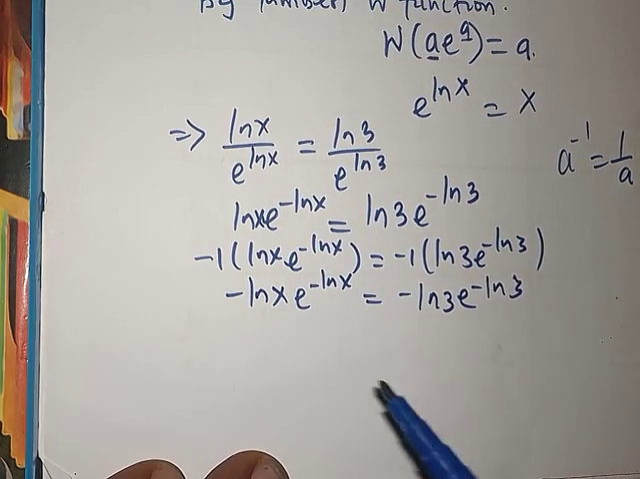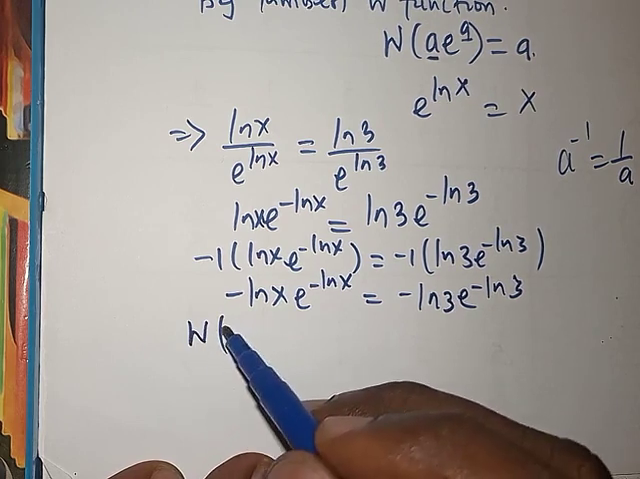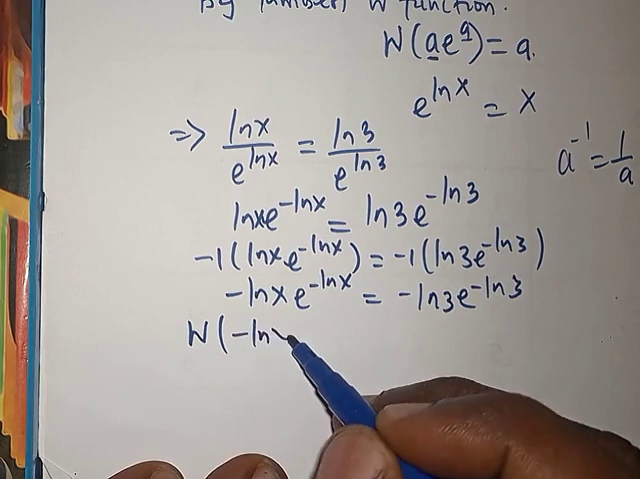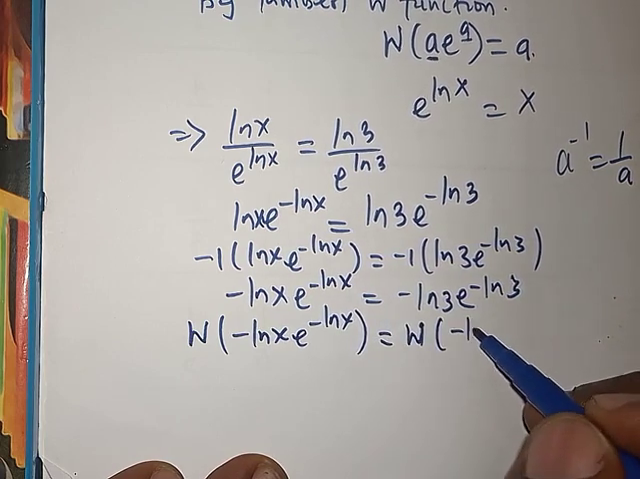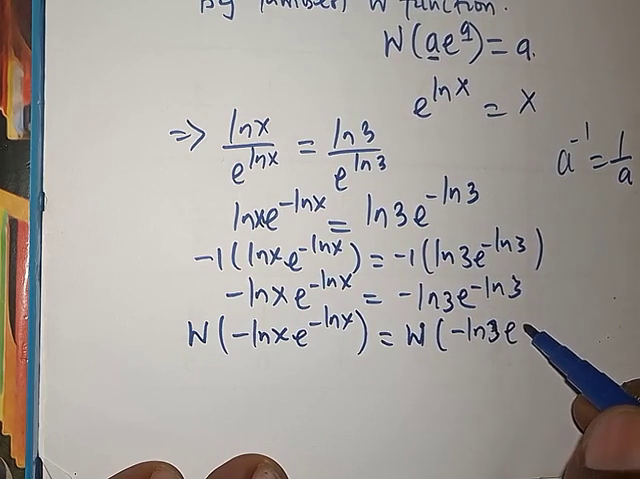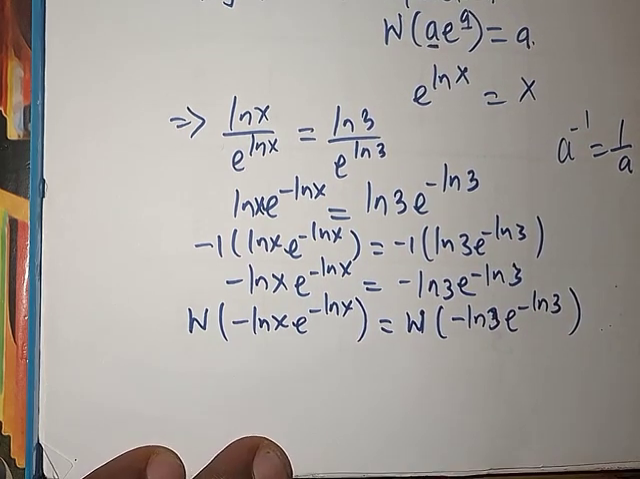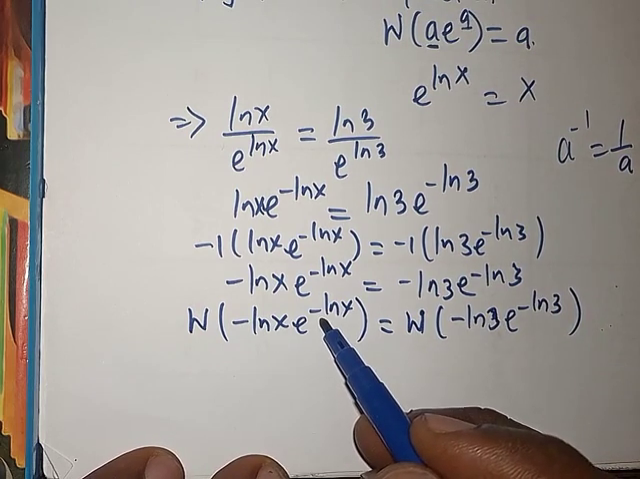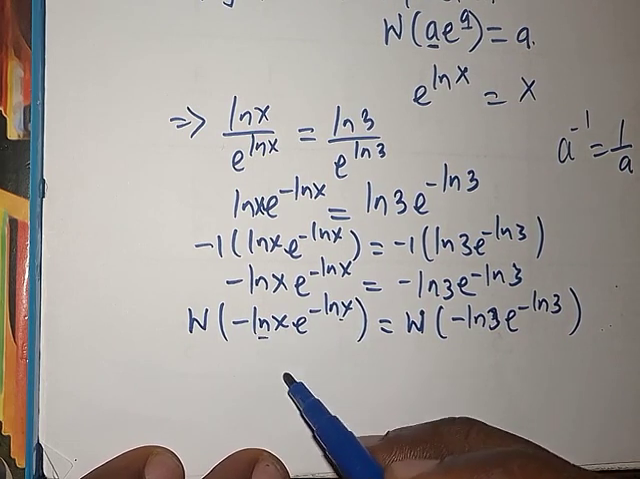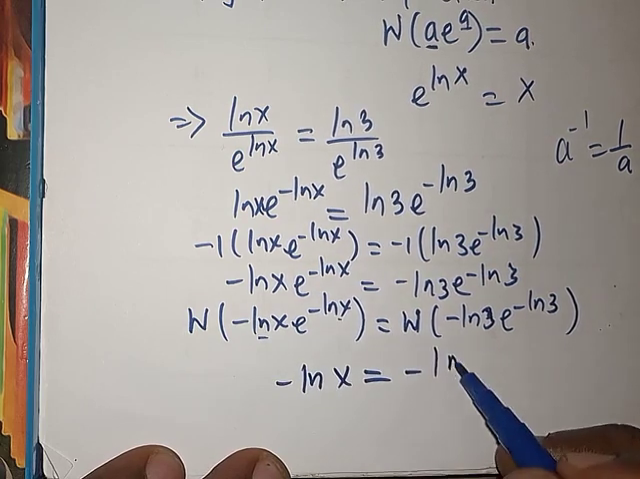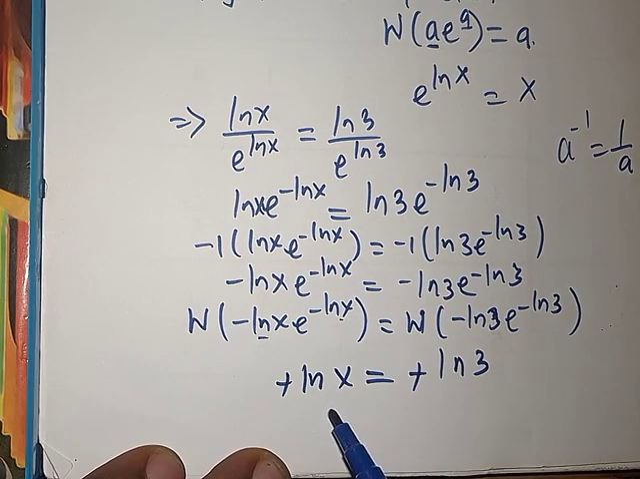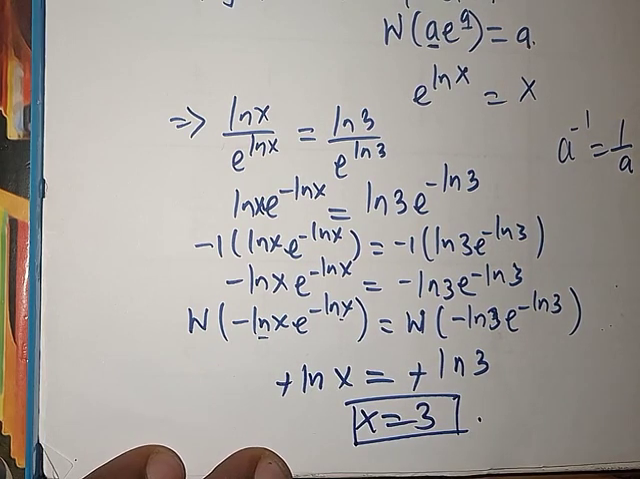So now the next thing we are going to do, we take the Lambert function on this: W of minus ln x e to the minus ln x equals W of minus ln 3 e to the minus ln 3. Now from there, we can see that taking this one, we have minus ln x here, and minus ln x here, so our solution is going to be minus ln x equals minus ln 3. So now this one we cancel this. Now taking out this ln, definitely you're going to have this argument, x equals 3. Do you understand now? So that is the solution to the problem.